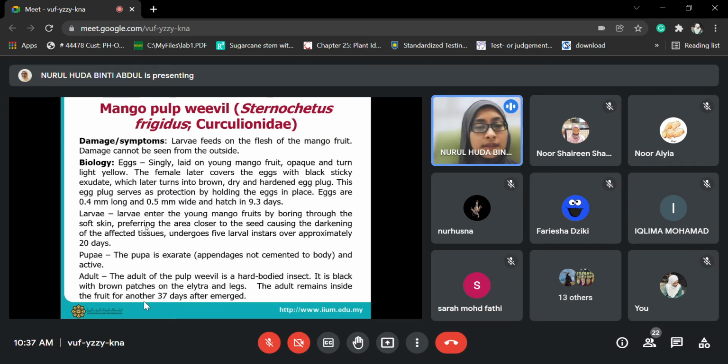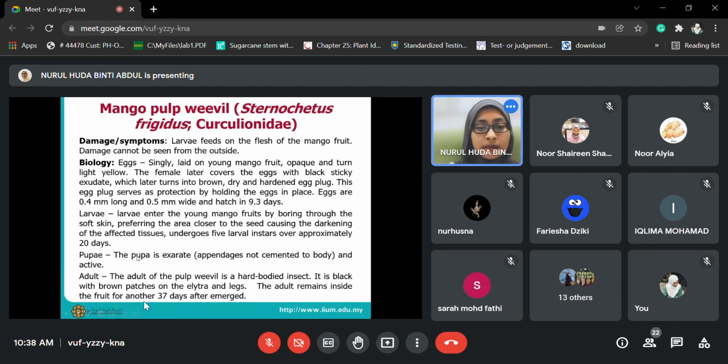The interesting thing about this insect is that its development stage corresponds, or is synchronous, with the development of the mango fruits. So even though it has infested the mango fruit, you can imagine that the mango fruit will still develop. It will not drop immediately. It will develop until ripe, but inside it is already infested by these insects.